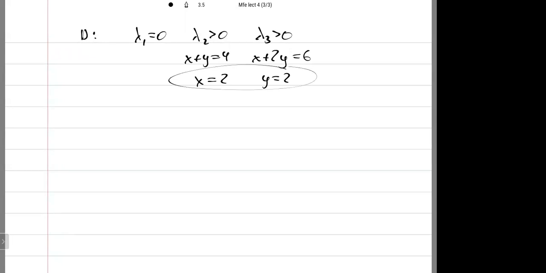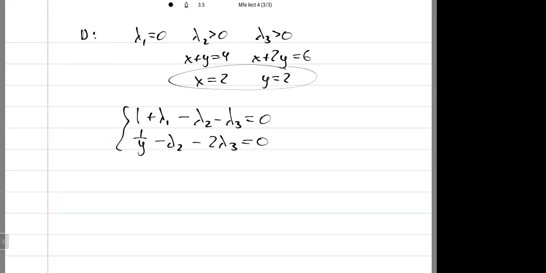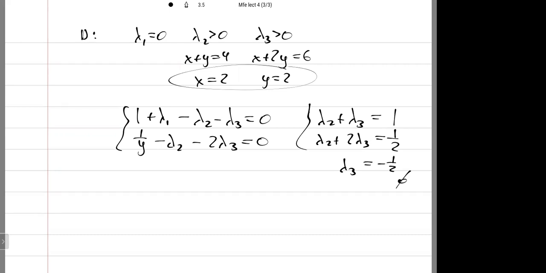And I think I need to check these constraints, like 1 plus lambda 1 minus lambda 2 minus lambda 3 is 0, and 1 over y minus lambda 2 minus 2 lambda 3 is 0. What do I have? I have that lambda 2 plus lambda 3 is 1, and lambda 2 plus 2 lambda 3 is 1 over 2. And I see once again that lambda 3 is minus 1 over 2. No solutions for the case D.